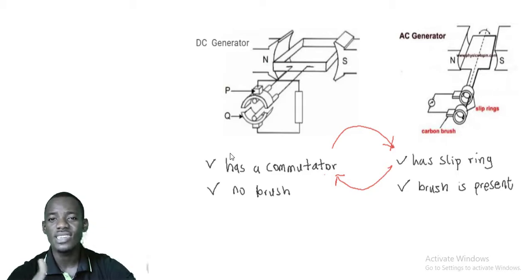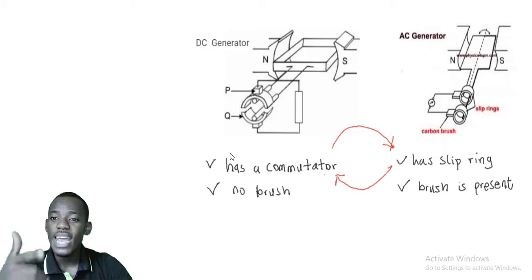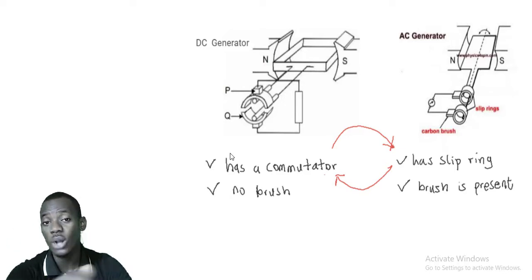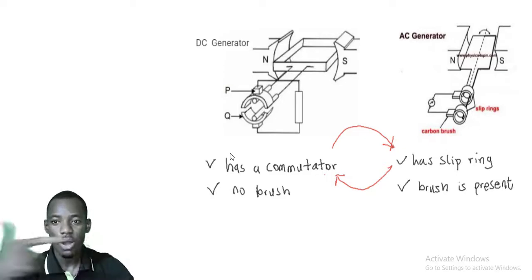And now, what's a DC generator? It's a generator that makes direct current. And what's direct current? It's a current that flows in one direction, while AC is a current that flows in two directions, that means flowing forward and backward, and there are things that cause it.